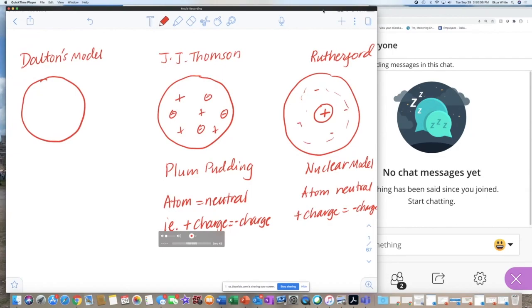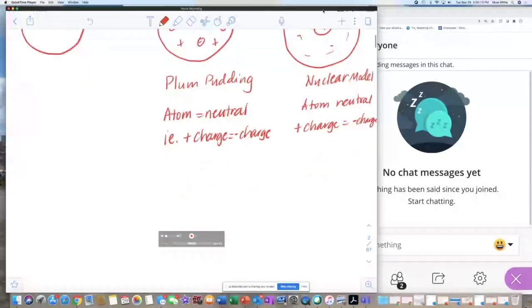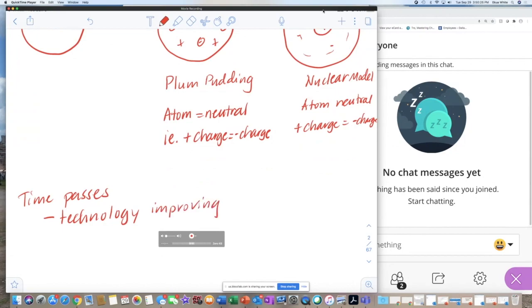Okay, the time between each of these models, life is happening. So what's changing as we're learning these new models? Well, time passes, right? For sure, time passes. And then we see this happening. Technology improving. And then people are doing a lot of experiments, even though we don't hear much about it. But the knowledge base, so the amount of knowledge out there, is increasing. In other words, people know more about atoms.